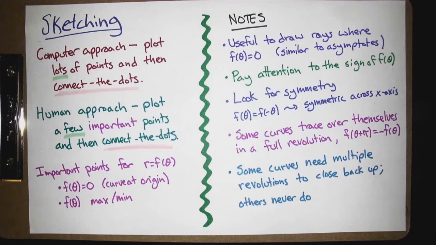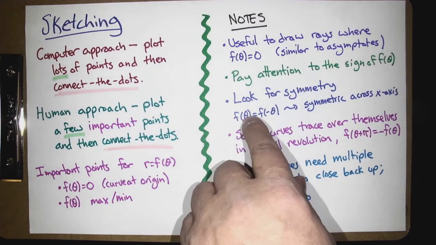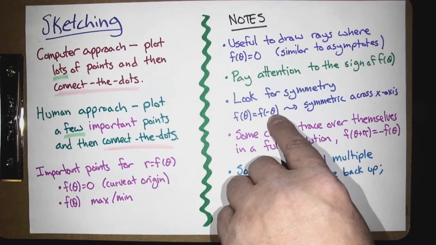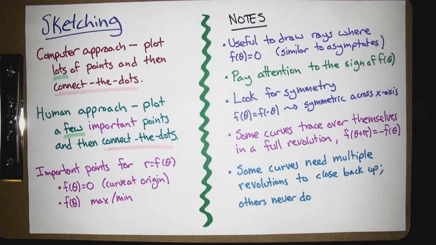Check for symmetry. Symmetry is a friend, especially as we get into problems involving things like area in our next lecture. So if you see examples where f of theta and f of negative theta are the same, that's an example of symmetry across what we call the y-axis.